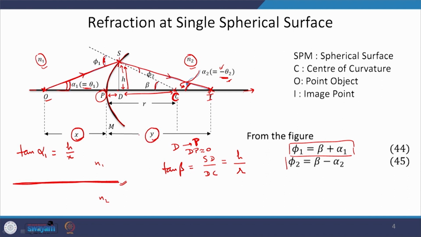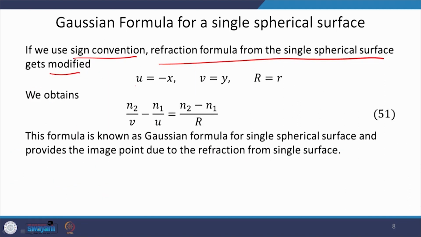Now, let us follow the sign convention and introduce a new variable u, which represents the distance of the object from the point P. This distance would be minus x, where the minus is coming from the sign convention. Similarly, y, which is the distance of image point I from point P, would be positive, and therefore the new variable v which we introduce would be equal to plus y.